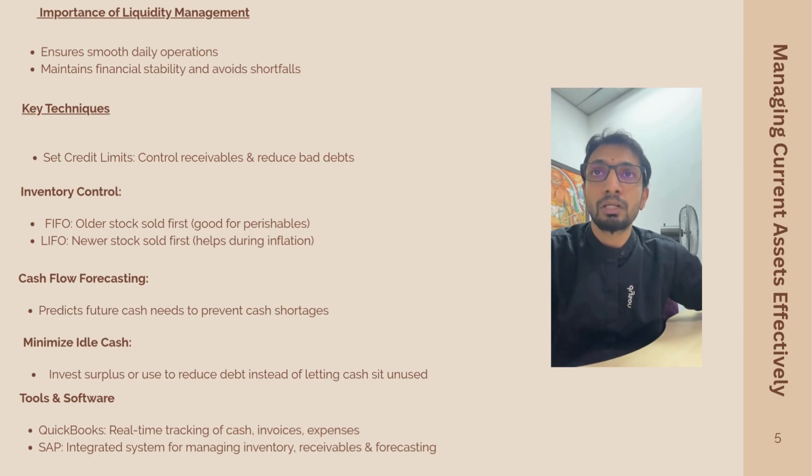Inventory control, FIFO and LIFO. FIFO, first in, first out, ensures old inventory is sold first, reducing the chances of spoilage or obsolescence, suitable for perishable goods or products with expiry dates. LIFO, last in, first out, uses the cost of the most recent inventory for sales, helpful during periods of rising prices, as it lowers taxable income by increasing cost of goods sold.